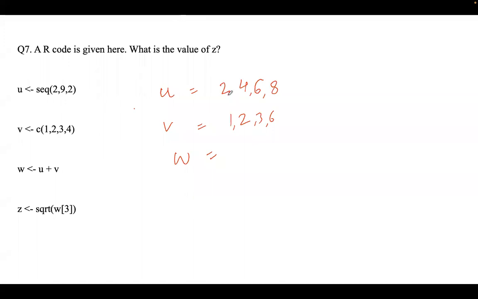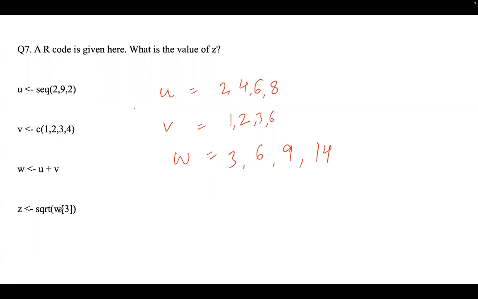Element wise, correct. Right, so what we get is 2 plus 1, 3, 4 plus 2, 6, 6 plus 3, 9, 8 plus 6, 14. Right, so this is W.